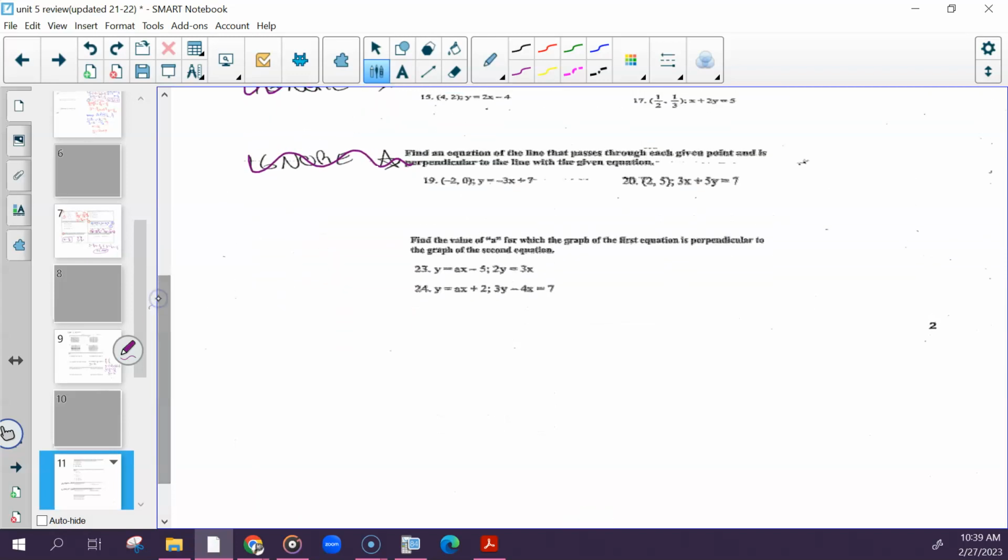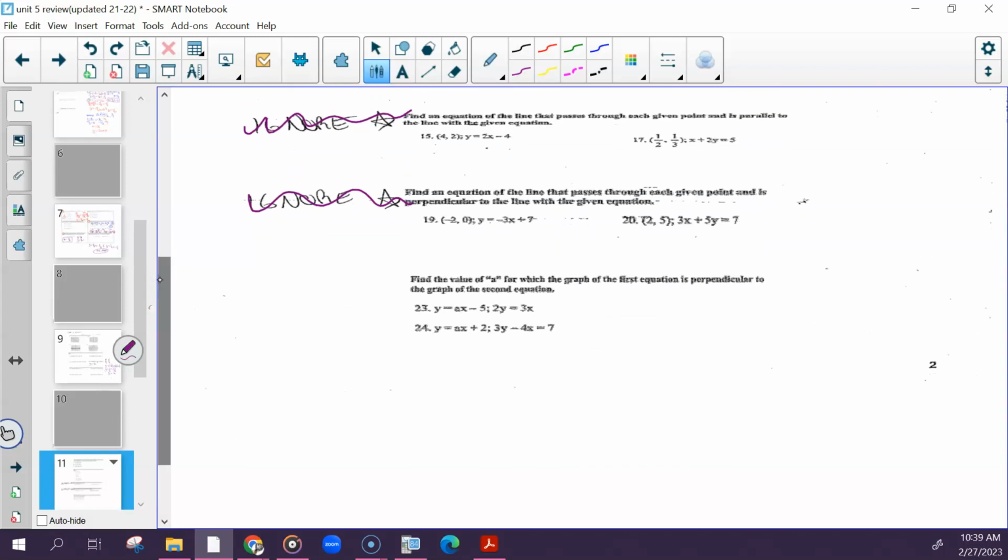I know it's a little hard to read also because it's blurry. It says find an equation that passes through each given point and is parallel to the line with the given equation. So here we have an equation. If we have to find a new one, what would that slope be if it's parallel? Oh, and this equation says y equals 2x minus 4. You can't see that. What would the slope of our new line be? 2. Just 2.